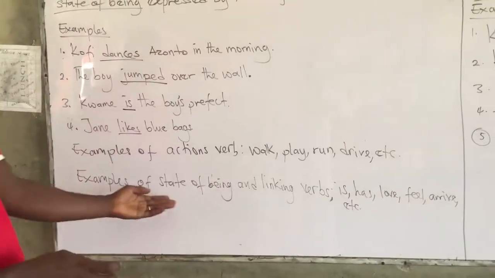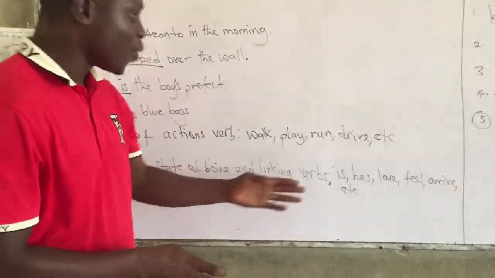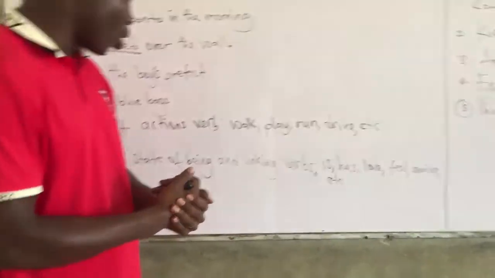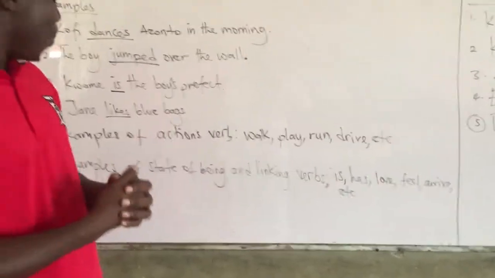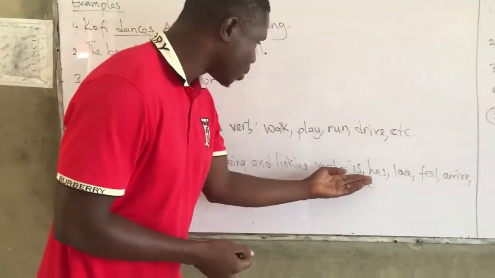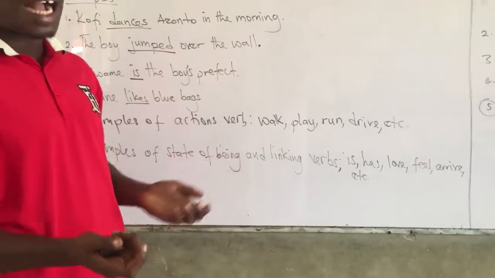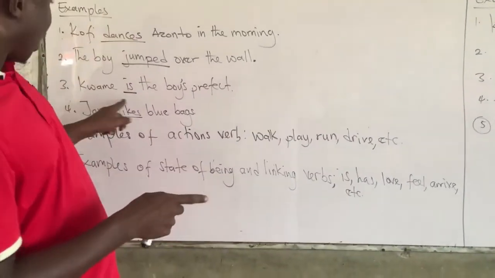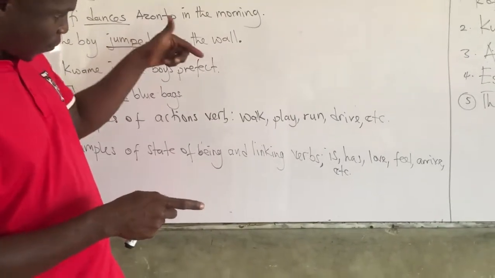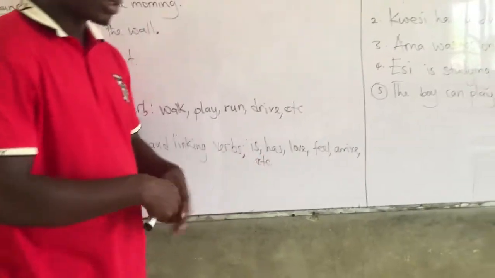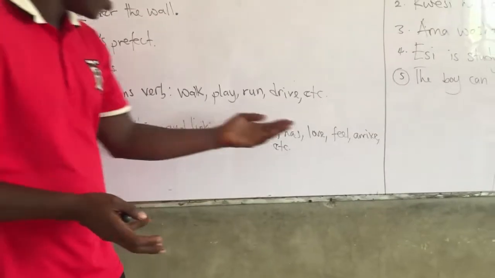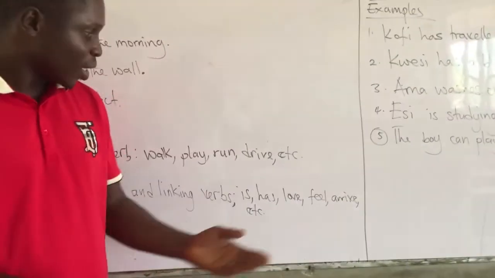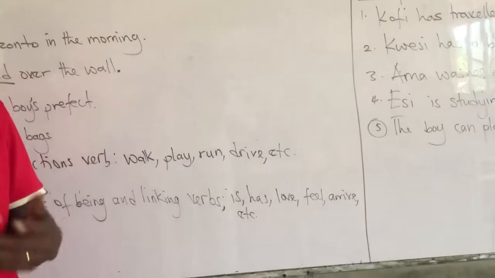Then the next one, which is state of being or linking verbs. For them, we can't act them, but they bring our attention to such situations that are being talked about. So for instance, talk about "is". Can you perform "is"? No one can act "is", but "is" is a verb, and that is what we call a state of being verb. If you look at the sentence, Kwame is the boy's prefect. Has. No one can perform the action has. Love. No one can perform the action love. Feel. No one. Arrive. So it goes on in that order.